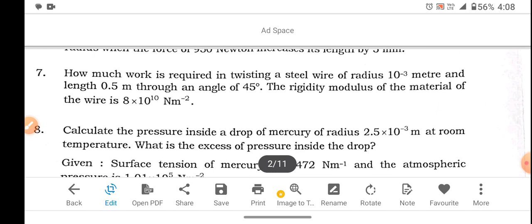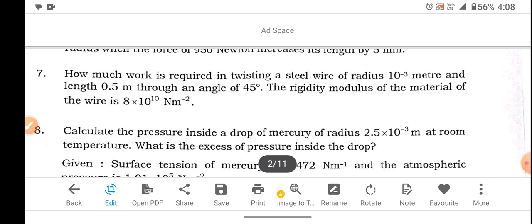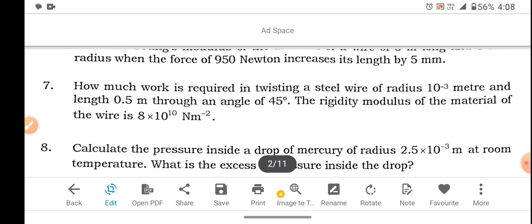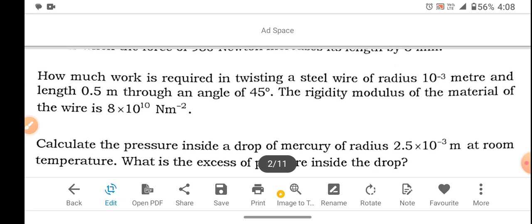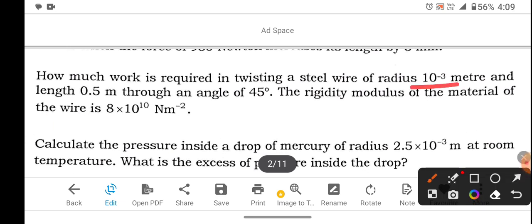Let us see the 7th one. How much work is required for twisting a steel wire of radius 10 to the power of minus 3 meter, and length of that steel wire 0.5 meter, through an angle of 45 degree. The rigidity modulus of the material of the wire is given as 8 into 10 to the power of 10.